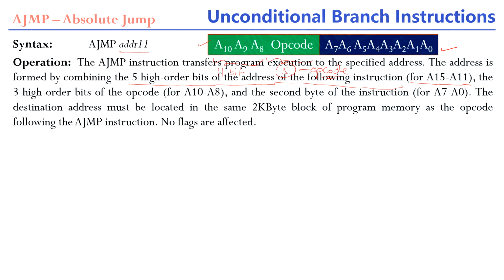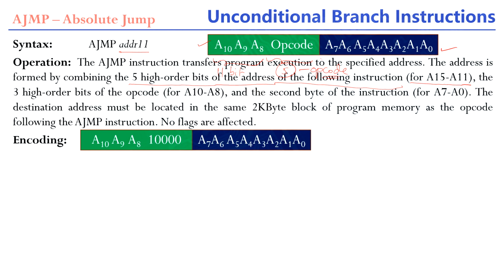The destination address must be located in the same 2 KB block of program memory as the opcode following the instruction. After execution of this instruction, no flags are affected. And here, let us see the example for this one now.